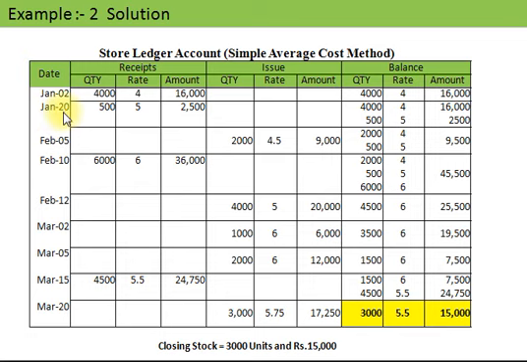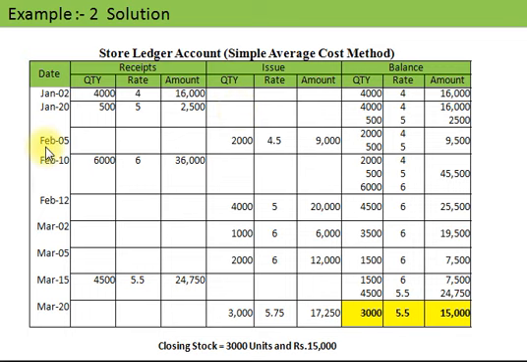Second transaction on 20th January. 500 units purchase will be recorded as receipt. 500 units, rate rupees 5, total amount comes to rupees 2500. There is no other transaction. So by the end of day we have a balance quantity, previous balance to be carried forward first, 4000 units at rupees 4 and 16,000 rupees, and 500 units at rupees 5, rupees 2500.